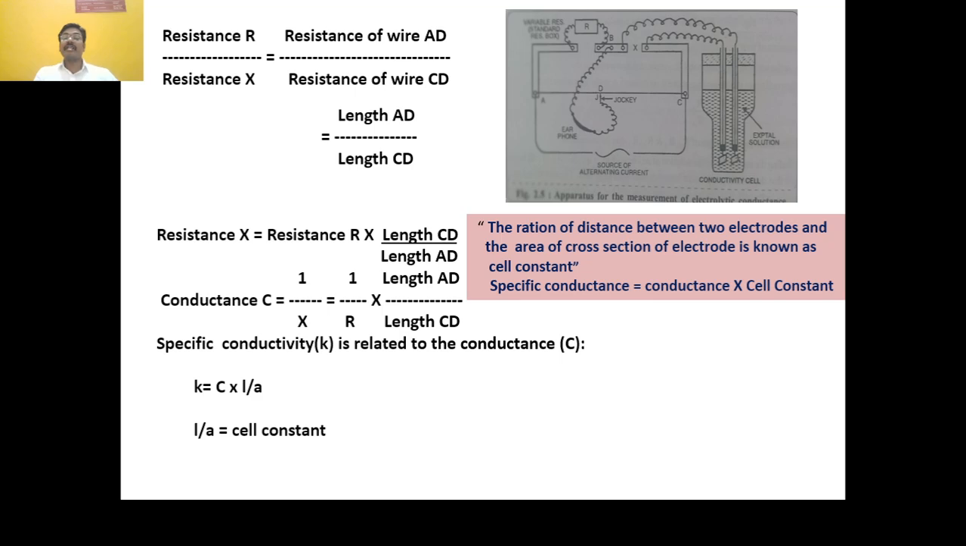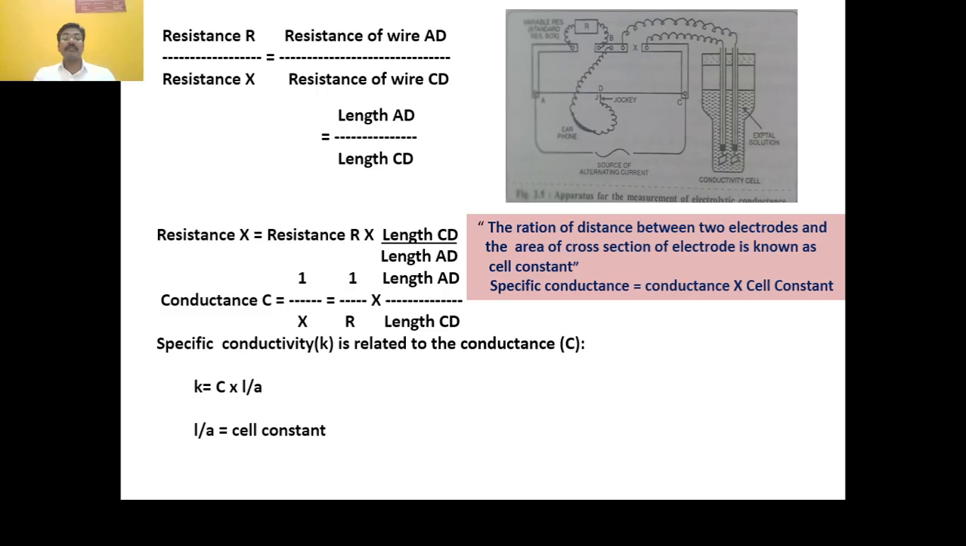And the resistance of wire AD is approximately equal to the length of wire AD, and the resistance of wire CD is equal to the length of CD. The above equation is modified as: the resistance X is equal to the resistance R into the length CD divided by the length AD.